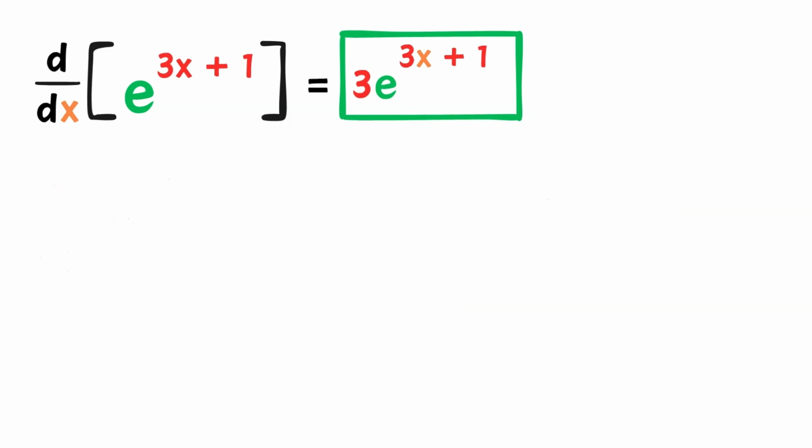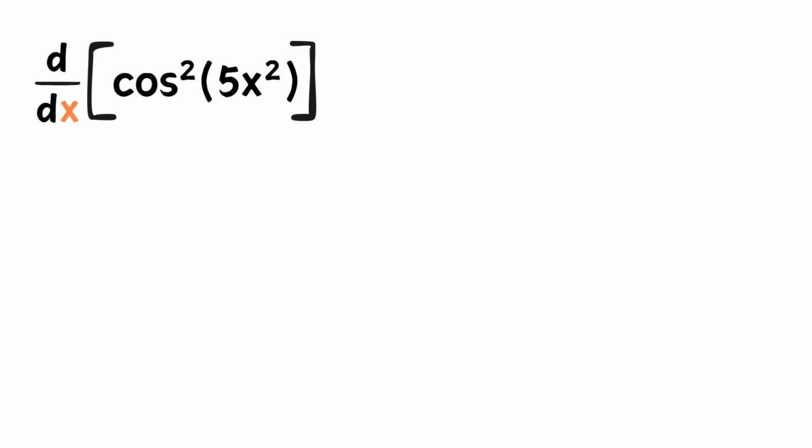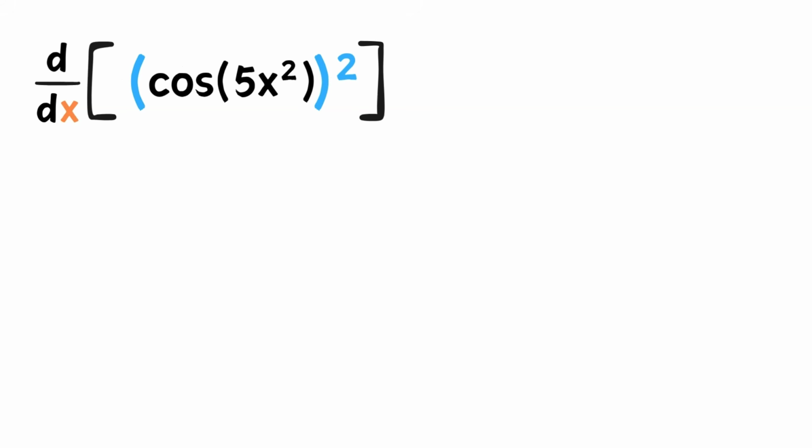Cool. Now, the chain rule also works for even denser functions. Check this out. Let's find the derivative of cosine squared of 5x squared. Okay, let's break this down. First, we notice that the cosine is squared, so we can technically notate it this way as well. The notations mean the exact same thing, but this one makes it easier to identify the functions.